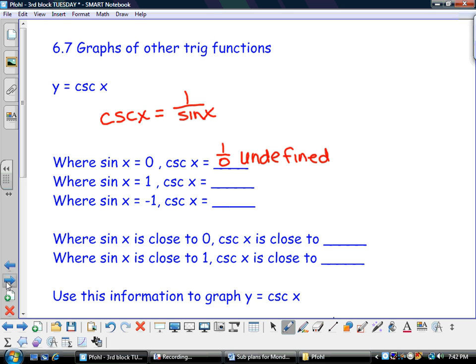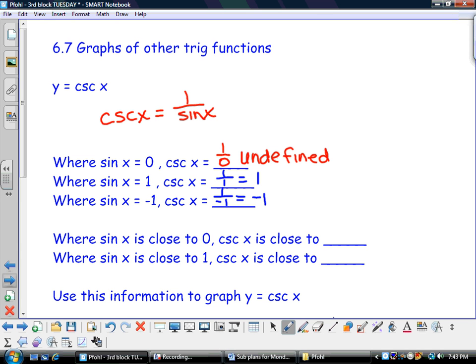Where the sine of x equals 1. Well, cosecant's the reciprocal of that, so it's 1 over 1, or still 1. So that means all of the places where the graph of sine equals 1, the cosecant is 1 at that point also. Same thing happens at negative 1. The reciprocal of negative 1 is still negative 1. So all of the places where the sine graph was negative 1, the cosecant graph will also be negative 1.